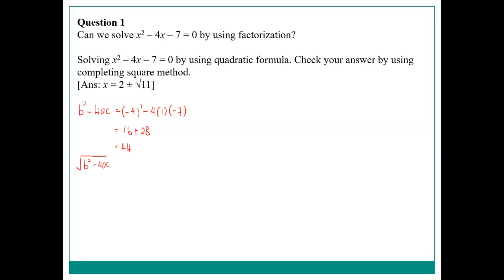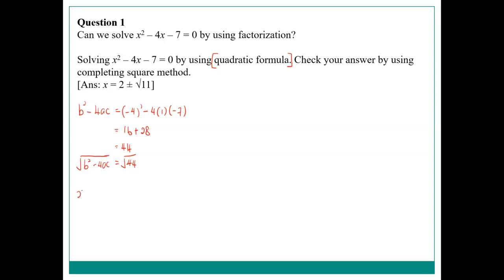If I cannot square root my b squared minus 4ac, then I cannot solve this by using factorization. Okay, so since we cannot solve this by using factorization, then we have no choice. We have to use the quadratic formula. And the question wants us to use the quadratic formula as well. So let's solve this by using the quadratic formula.